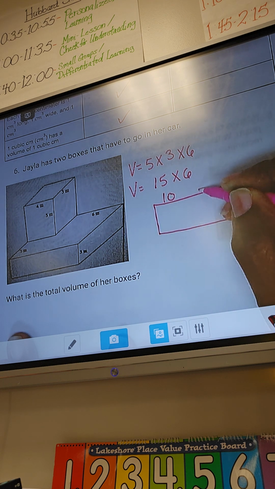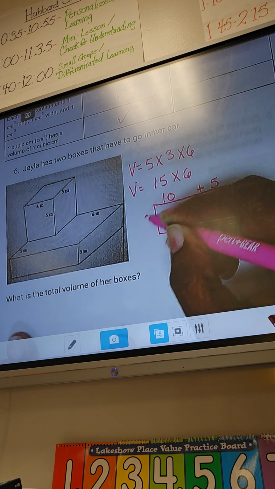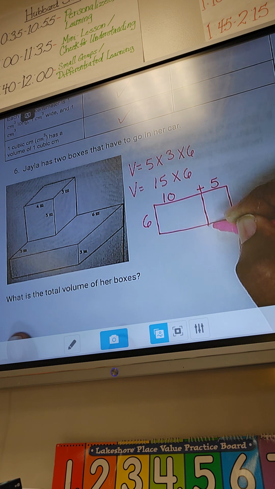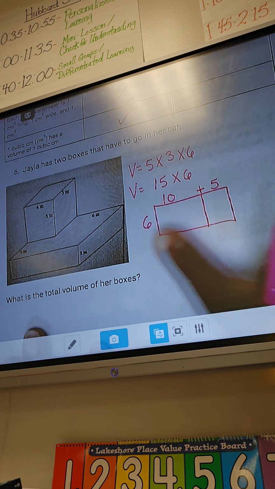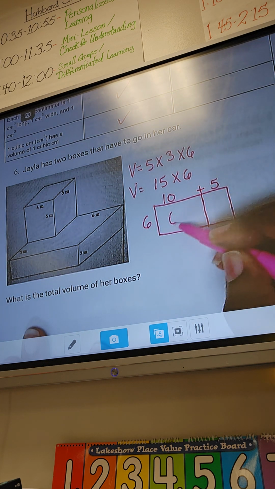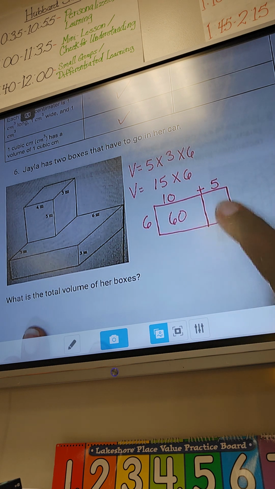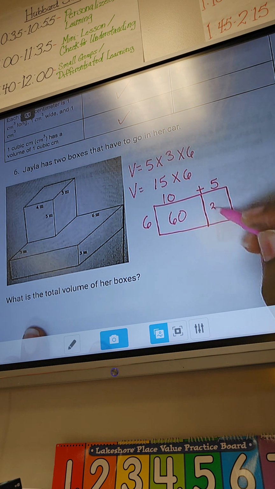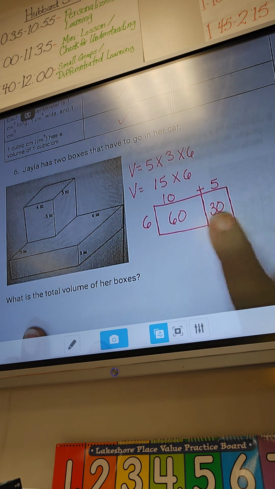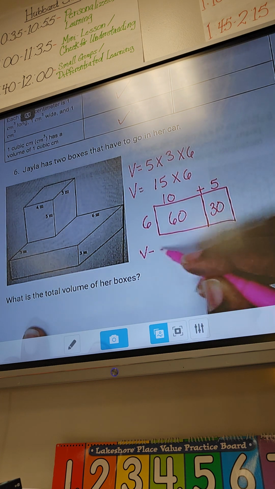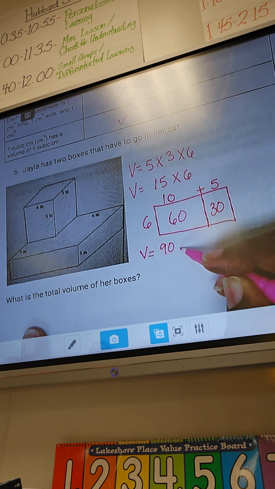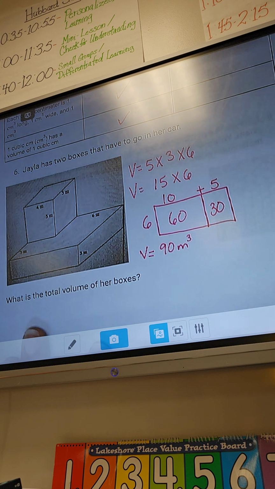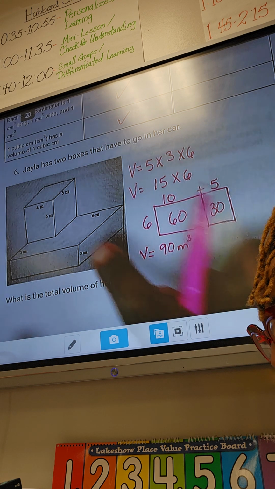10 plus 5 times 6. Draw your line under your plus sign. 6 times 10 equals 60. 6 times 5 equals 30. 60 plus 30 equals 90 meters cubed. Okay, that's the bottom box.